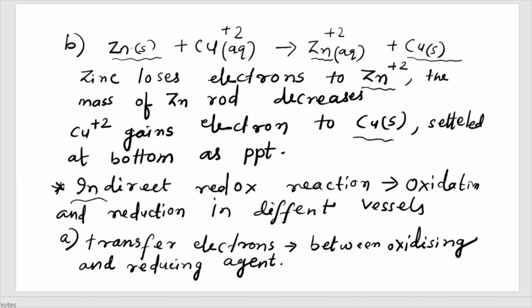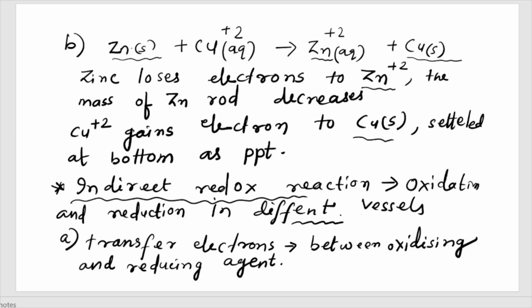Then what is meant by indirect redox reaction? Redox reaction I told in the introduction, part 1. Redox means oxidation and reduction both take place simultaneously. Now what is indirect redox reaction? Oxidation and reduction in different vessels. In the first, direct redox reaction, I told you it is in the same vessel, but here in indirect redox reaction you are using different vessels.